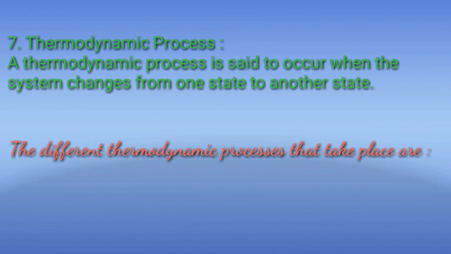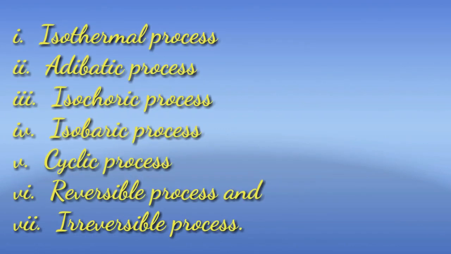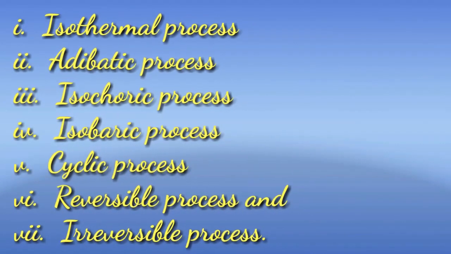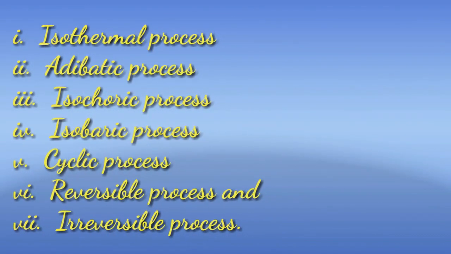The different processes that take place in the thermodynamic study are as follows. Number 1, isothermal process. Number 2, adiabatic process. Number 3, isochoric process. Number 4, isobaric process. Number 5, cyclic process. Number 6, reversible process. Number 7, irreversible process. Okay?